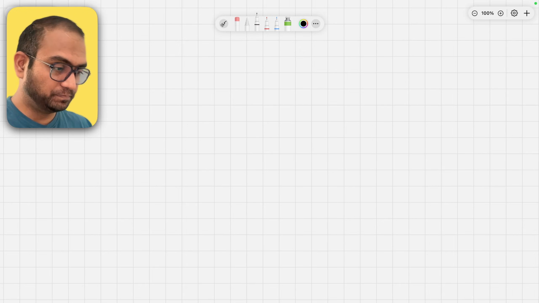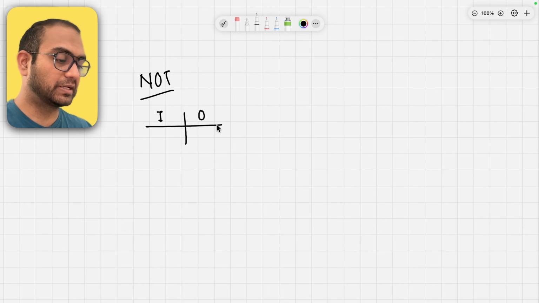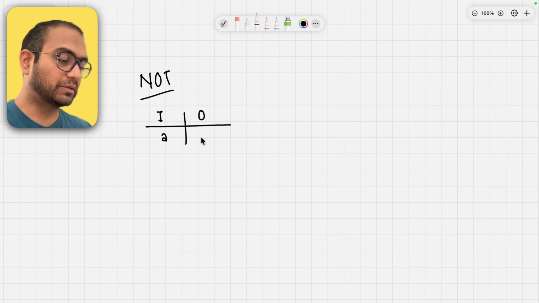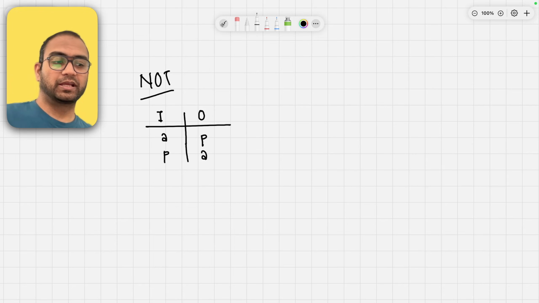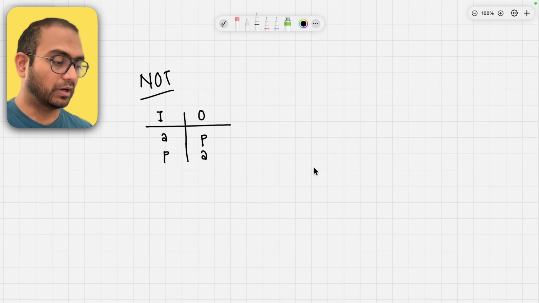Okay, so now let's talk about how the gates are implemented. Let's talk about the NOT gate. We had an input and an output, and we said that if the input is absent, the output would be present, and if the input is present, the output would be absent. First, we need to translate input and output into something physical, something understandable.